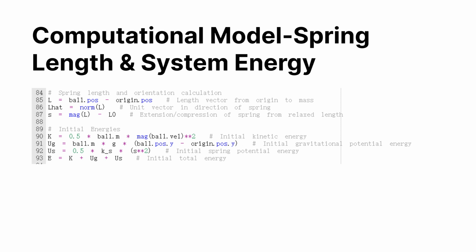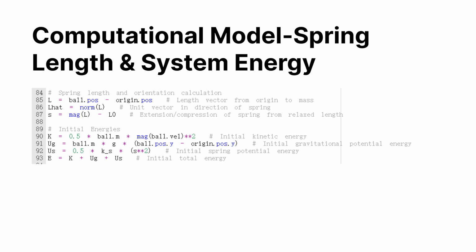Here, we calculate the spring length and the various forms of energy in the system. The spring length is calculated from the mass's position and the origin, while the energies, kinetic, gravitational potential, and spring potential, are computed based on the system's motion. The total energy, which should remain roughly constant, is the sum of all these energies.